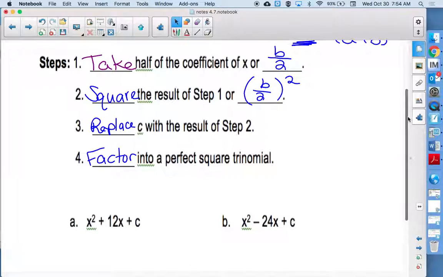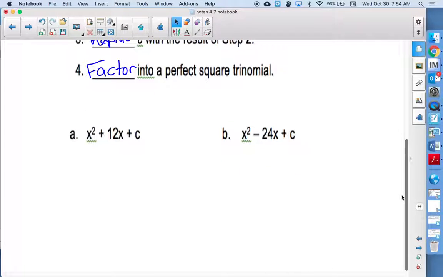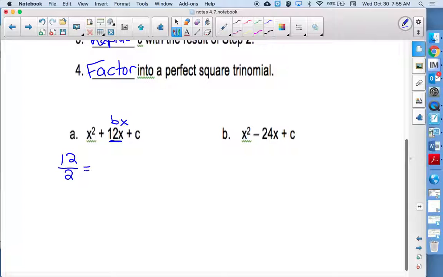There's 4 steps, but they're really not 4 true steps. So the first one says take half of the coefficient of x. That's this number right here. That's b. So I'm going to take that number and cut it in half. So I need 12 divided by 2, which is 6. Cutting it in half is because the way I can make 12 is by taking 6 plus 6. So if I double it, I go back to 12. If I cut it in half, I have 6 plus 6.